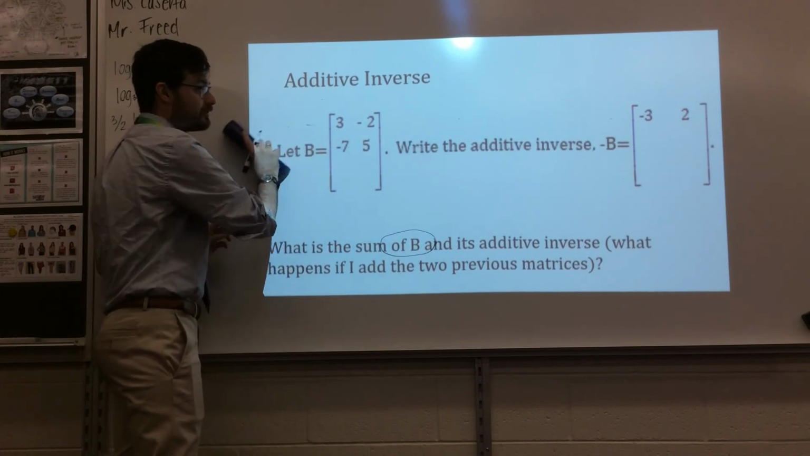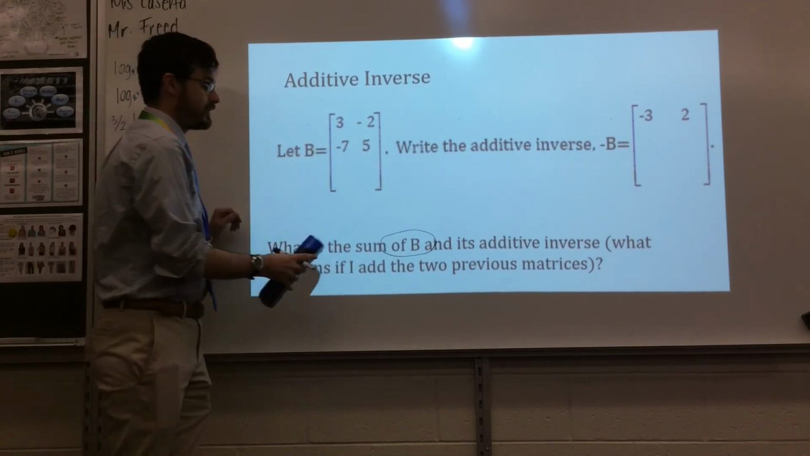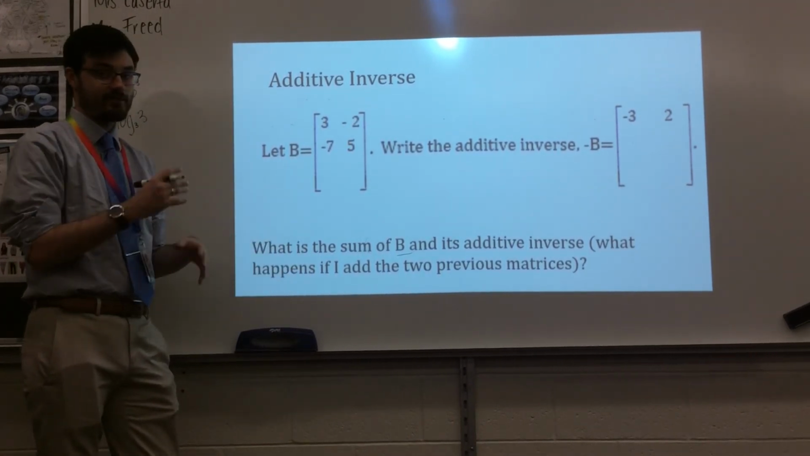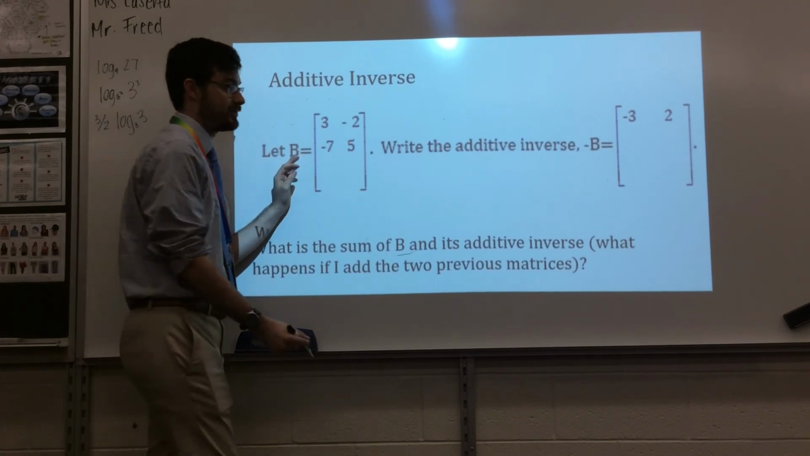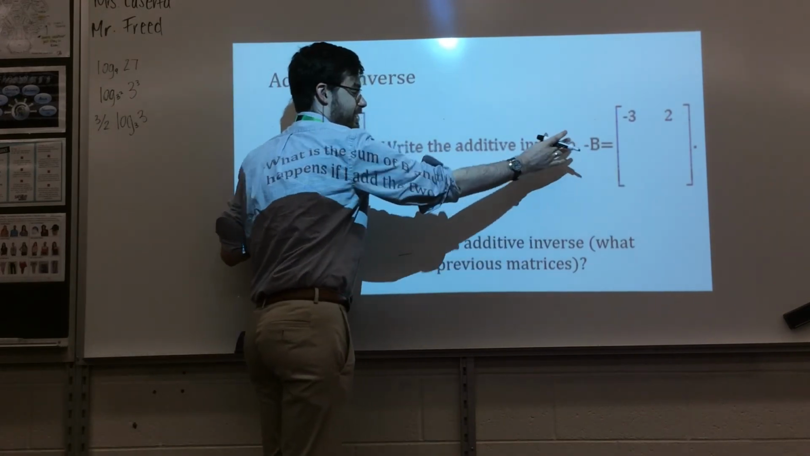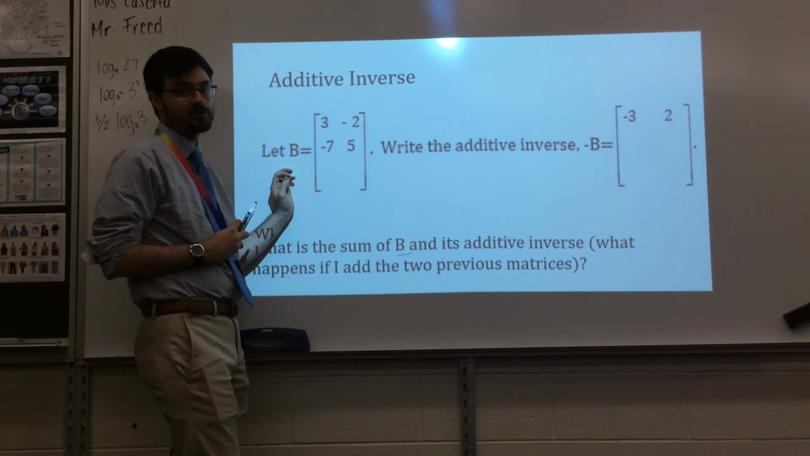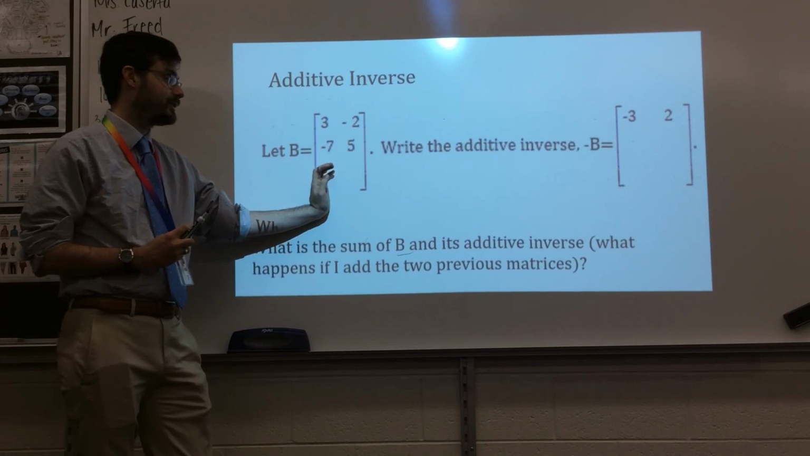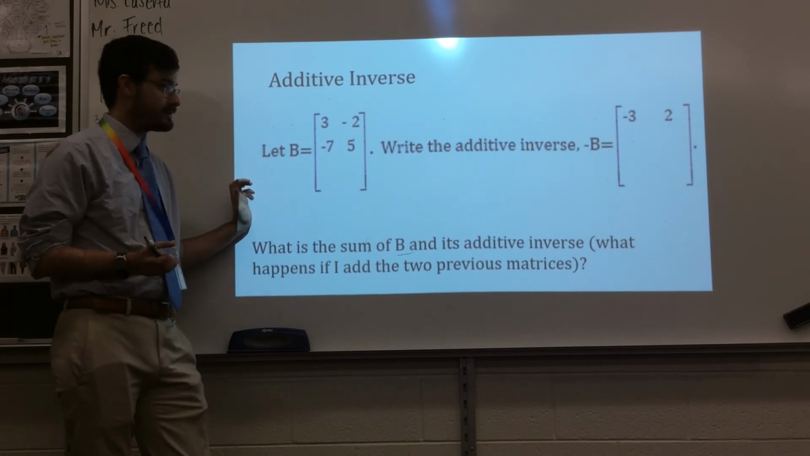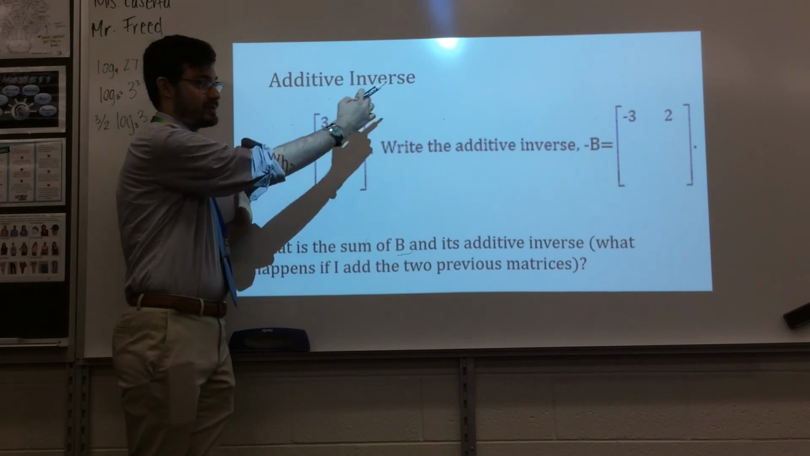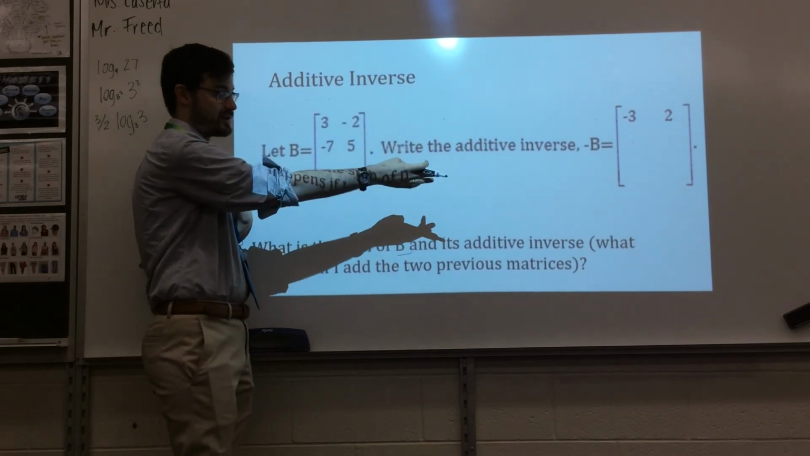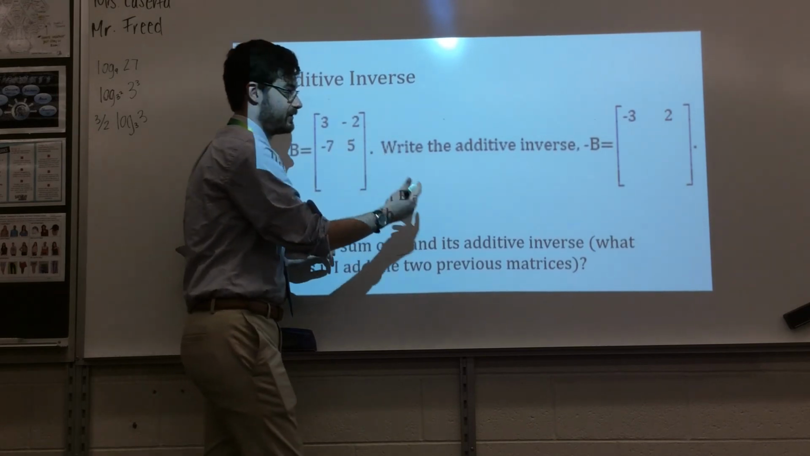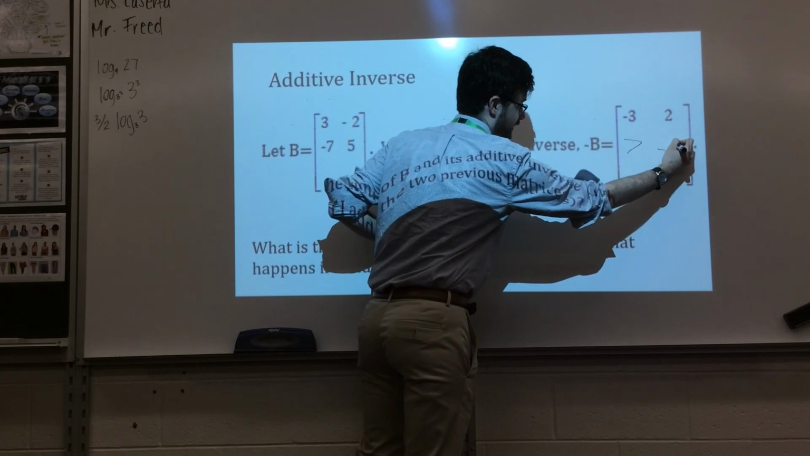So we're going to start with, let's call it, matrix B. I want to start by writing down the additive inverse, which I'll designate with a minus B. That minus B makes it look just like our scalar multiplication, where I'm taking every entry in B and multiplying it by -1. I don't think we need to pause the video for these entries. 3 times -1 is -3, -2 times -1 is 2, -7 becomes +7, 5 becomes -5. So let's write that down, 7 and -5.